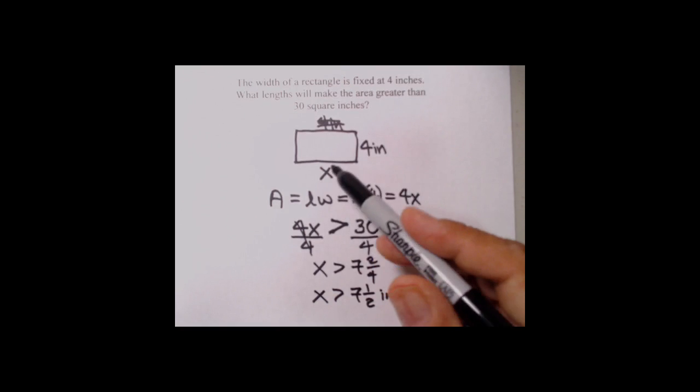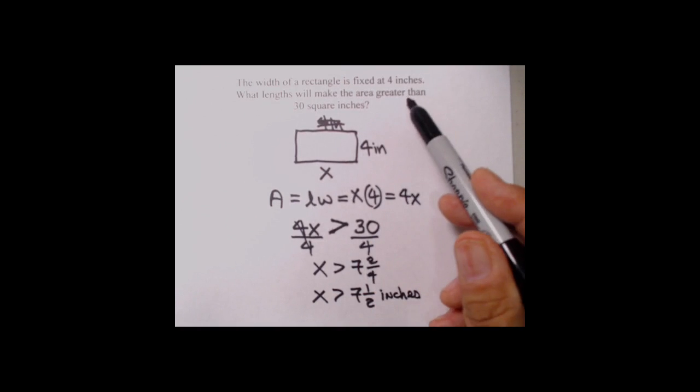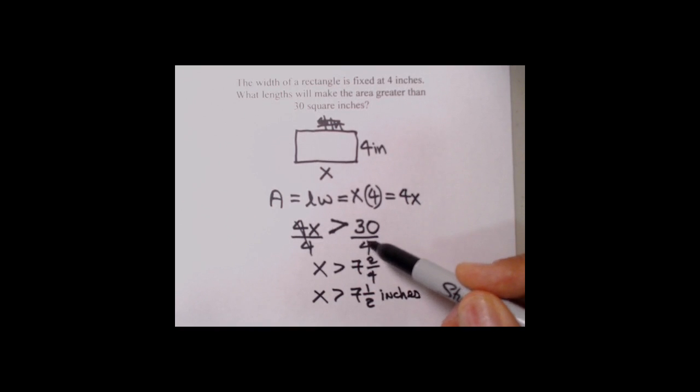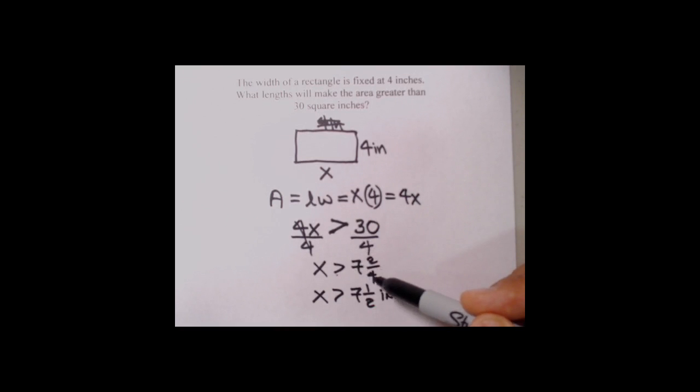Again, we figured out what the area was, 4 times x. It had to be greater than 30, so here it is. We've divided both sides by 4, reduced the fraction. x has to be greater than 7.5 inches.